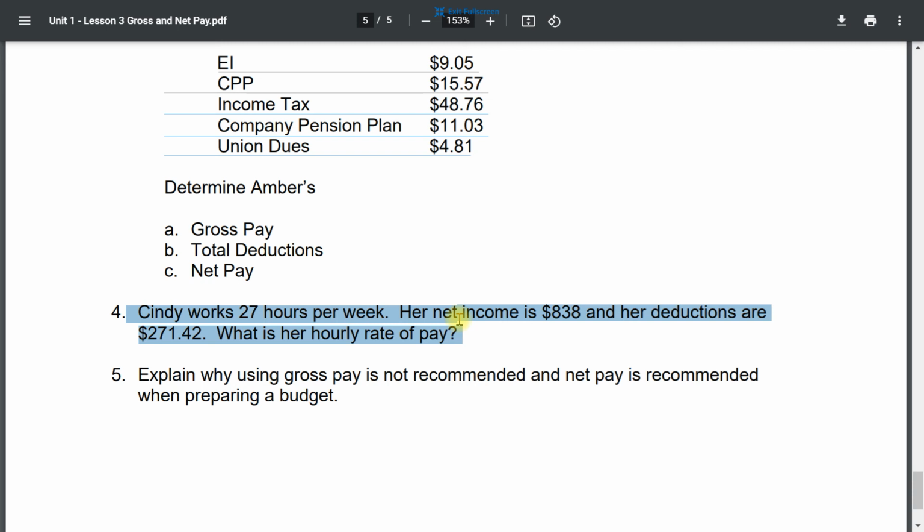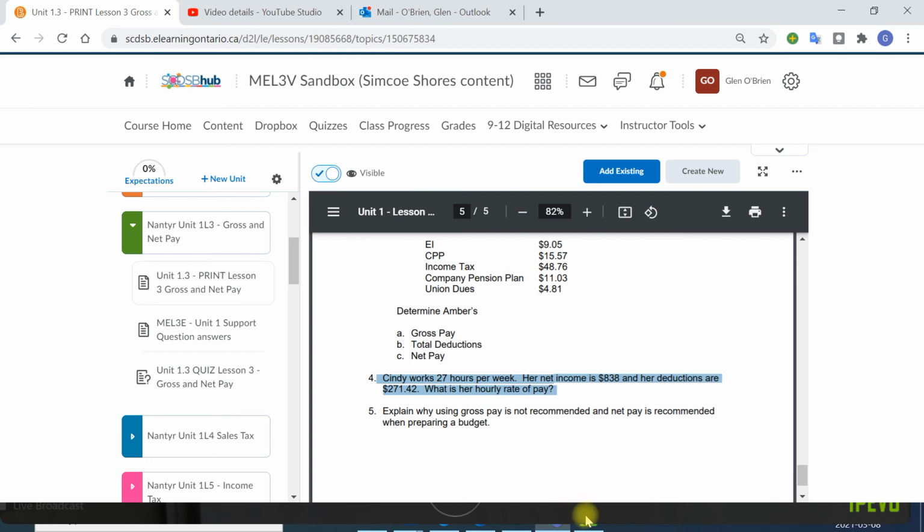What else can we get out of that? Deductions were equal to $271.42. And net income, net pay is equal to $838. And again, we have to assume that this is all per week, right? This is per week, right? Because they may try to mess you up and give it not in a per week. So I've written all that down.